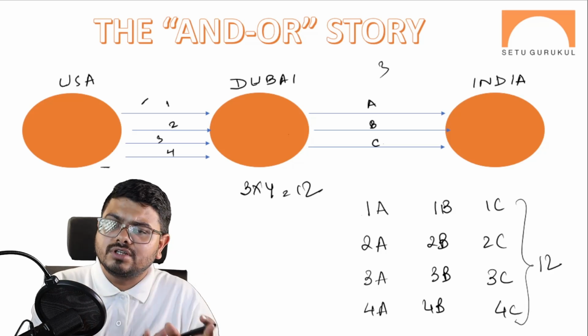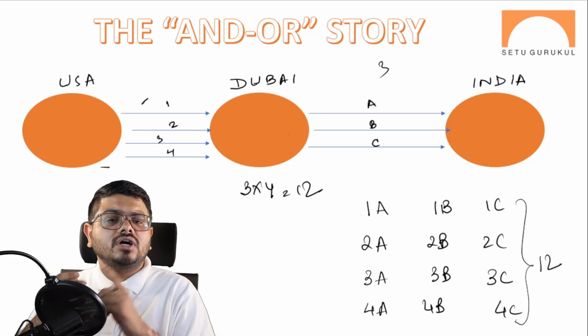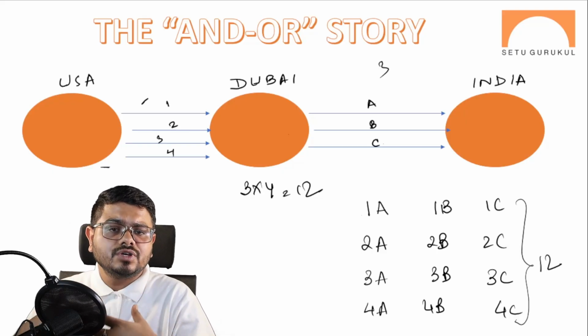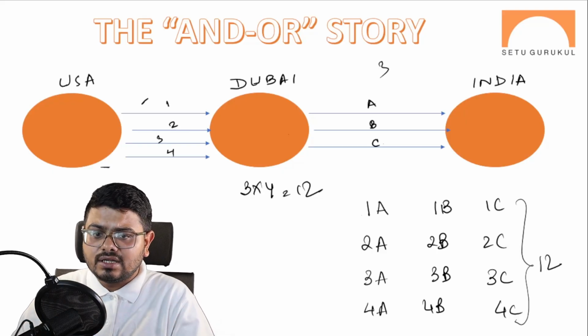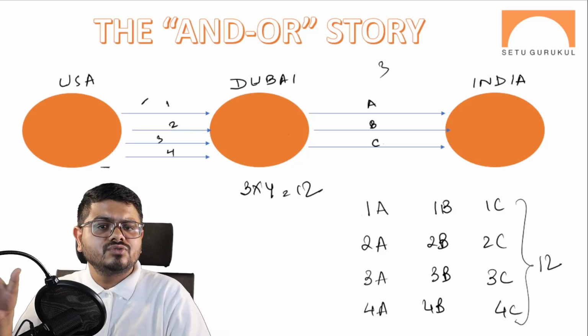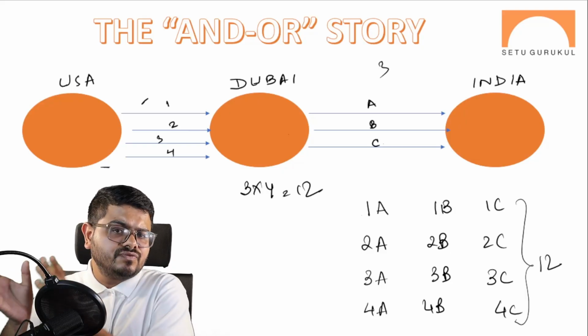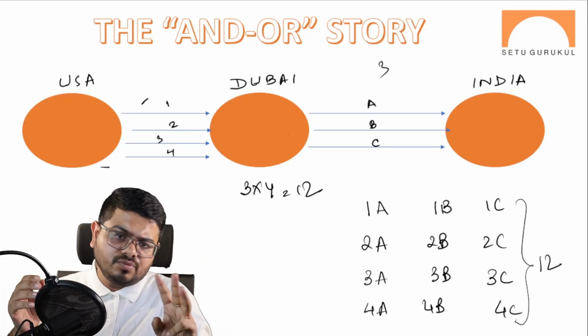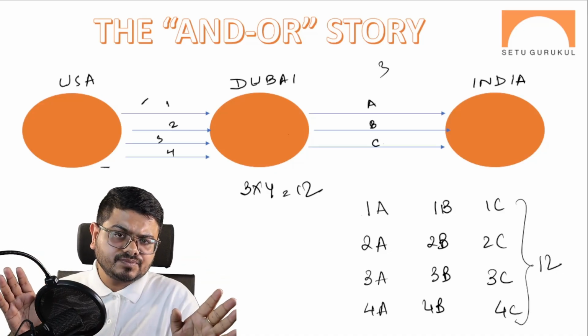Now, let me consolidate all of that for you. So, what are we dealing with? We are dealing with, in terms of combinatorics, a situation of and. What is our setup over here? That a person has to travel from USA to Dubai, has four options of flight from there, and from Dubai to India has three options of flights.